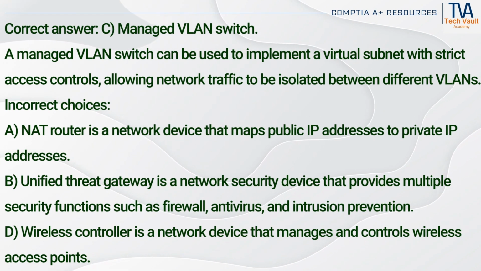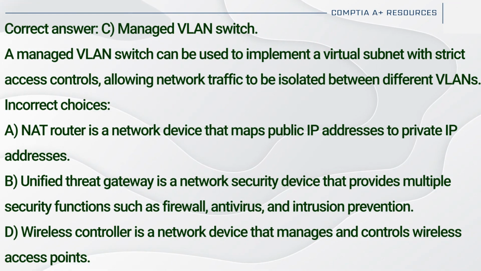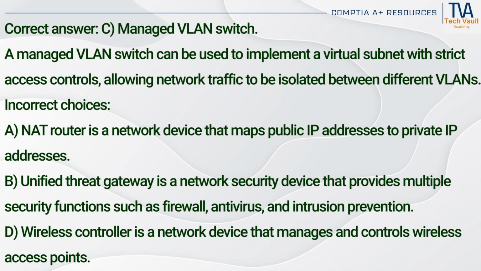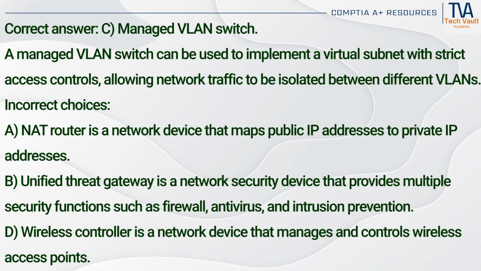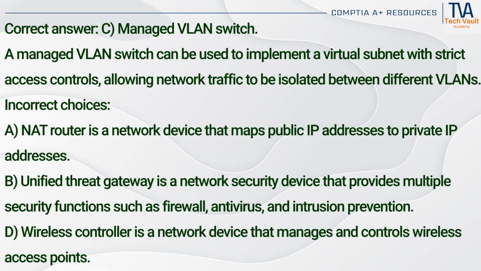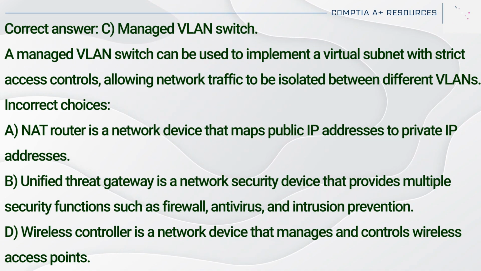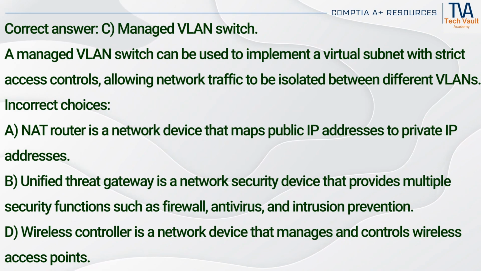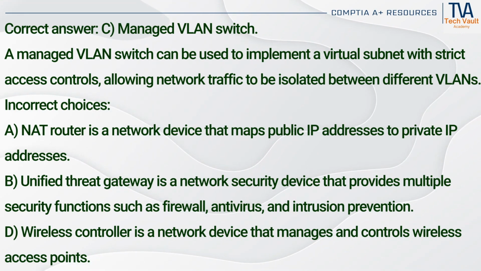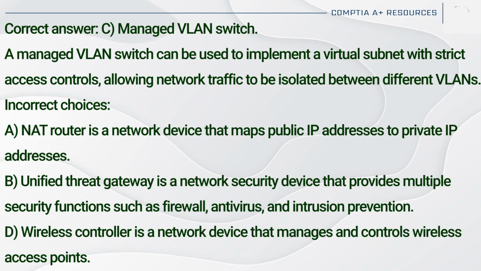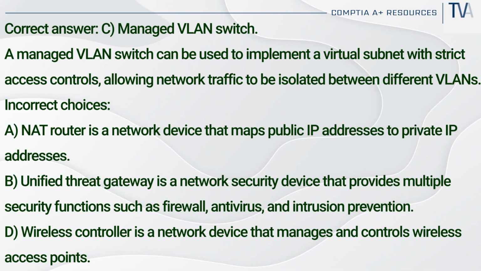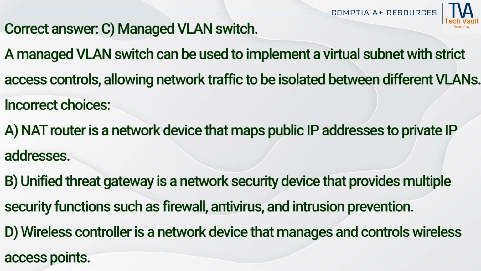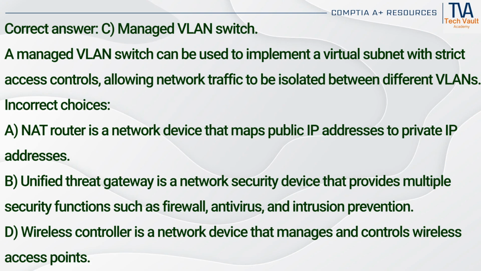Correct answer, C, Managed VLAN switch. A managed VLAN switch can be used to implement a virtual subnet with strict access controls, allowing network traffic to be isolated between different VLANs. Incorrect choices. A, a NAT router is a network device that maps public IP addresses to private IP addresses. B, Unified Threat Gateway is a network security device that provides multiple security functions, such as firewall, antivirus, and intrusion prevention. D, Wireless controller is a network device that manages and controls wireless access points.